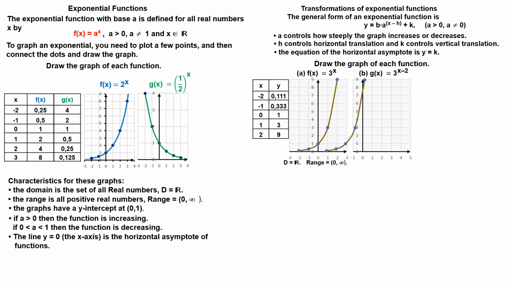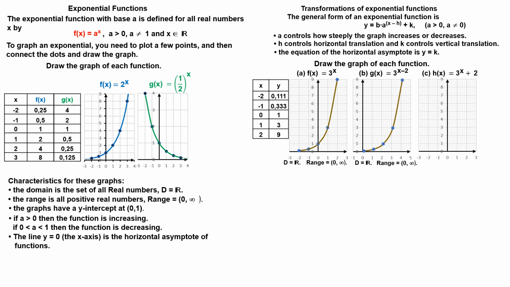Pay attention. Domain is real numbers, range is real numbers from 0 to infinity. The graph of a function h can be obtained by translating the graph of a function f 2 units up. Pay attention. The asymptote is y equals 2. Domain is real. Range is all reals from 2 to infinity.